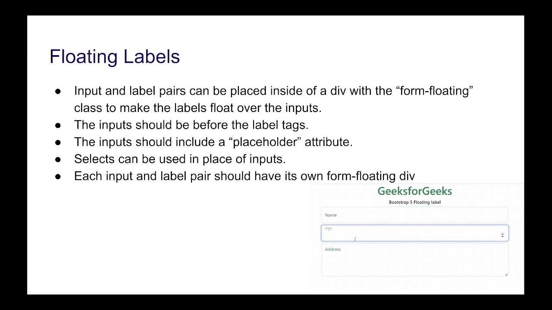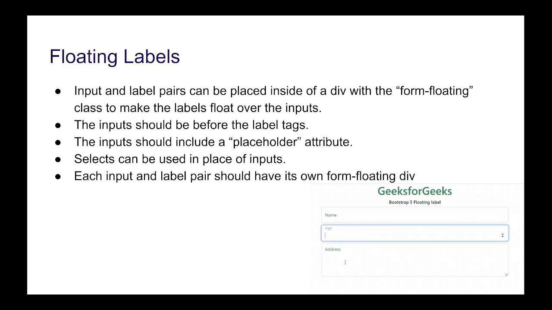Now for floating labels. Floating labels look like this excellent example display of floating labels from the GeeksforGeeks website. Input and label pairs can be placed inside of a div with the form-floating class to make the labels float over the inputs just like so. The inputs should always be before the label tags, and the inputs should include a placeholder attribute.